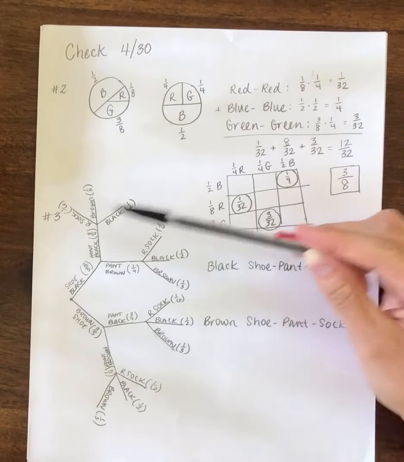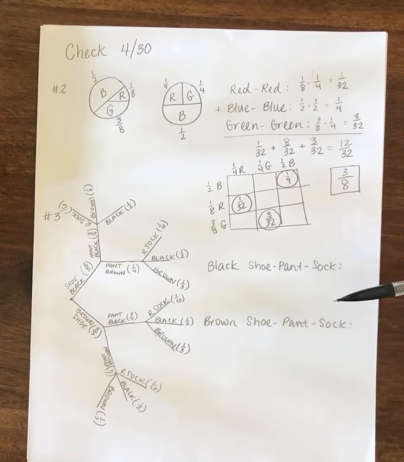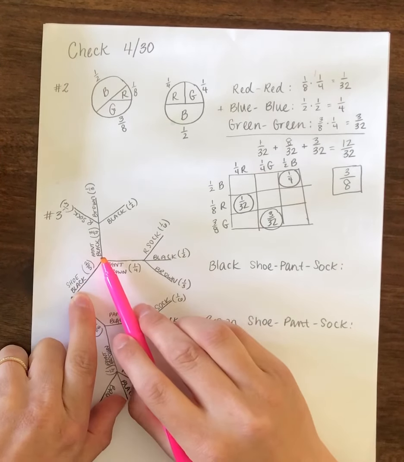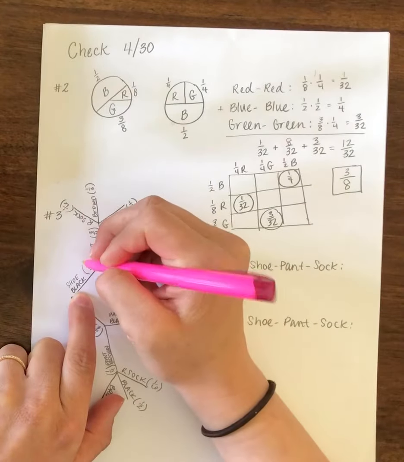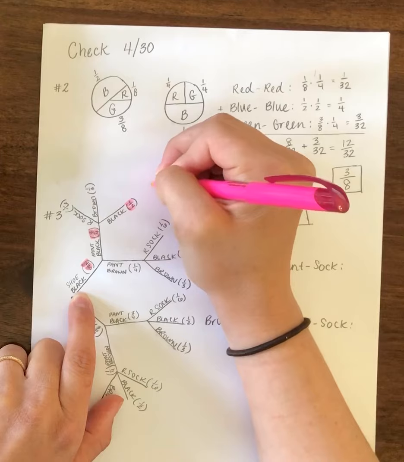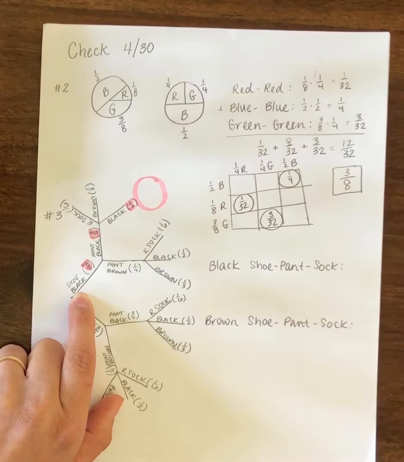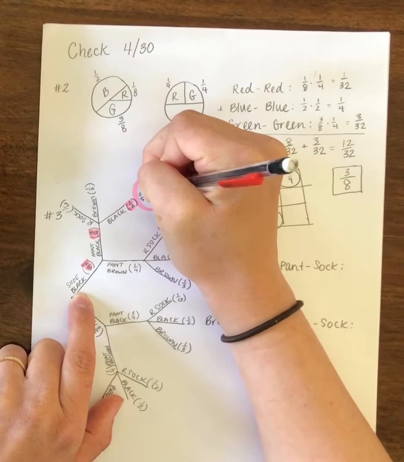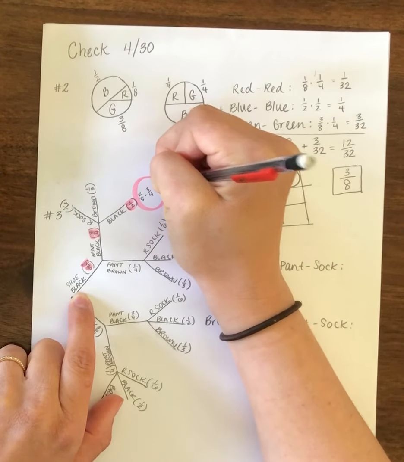Okay, so I made my diagram. Then it said it wanted to find the probability of all the items being the same color. So I mean a black shoe, black pants, and a black sock. If I had a black shoe, black pants, black sock, that's 2/5, 3/4, and 1/2 to find this possibility. So we'd have 2/5 times 3/4 times 1/2.